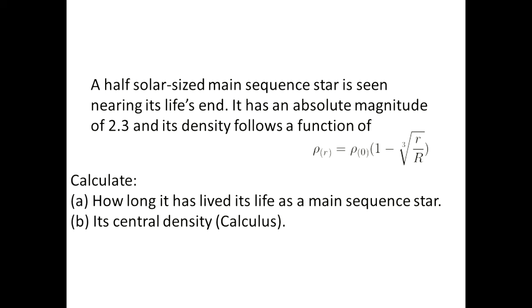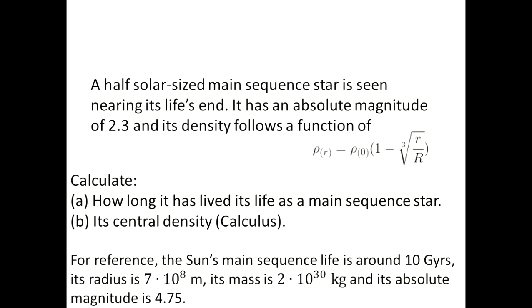We're supposed to find its main sequence lifespan, or how long it has lived as a main sequence star, and its central density. For part B, we will be using some calculus. We're also given the Sun's main sequence lifespan, its radius, its mass, and its absolute magnitude.